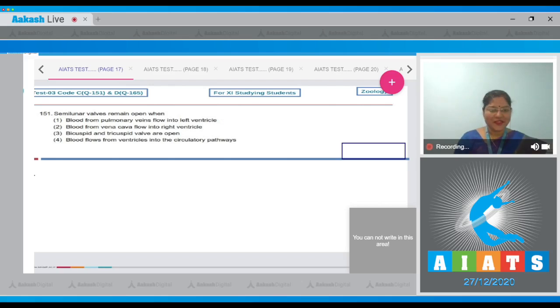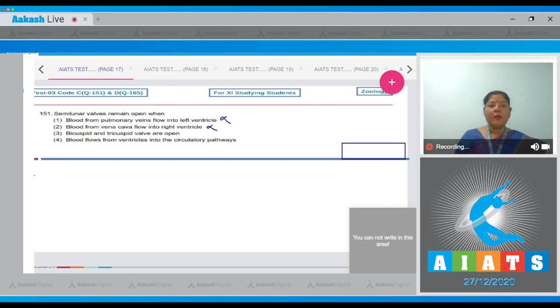Question number 151. Semilunar valves remain open when? The options given are: option number 1, blood from pulmonary veins flow into left ventricle. This is incorrect because at this time semilunar valves are closed. Option number 2, blood from vena cava flow into right ventricle. This is also incorrect because at this time semilunar valves are closed.